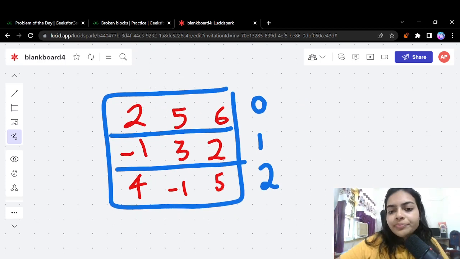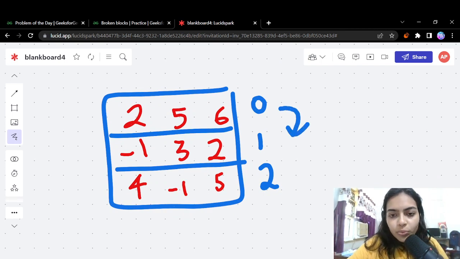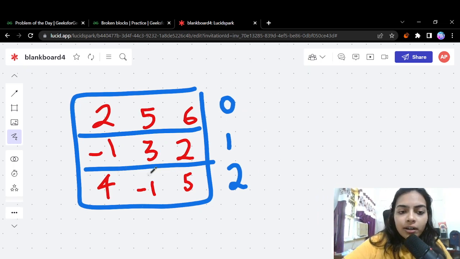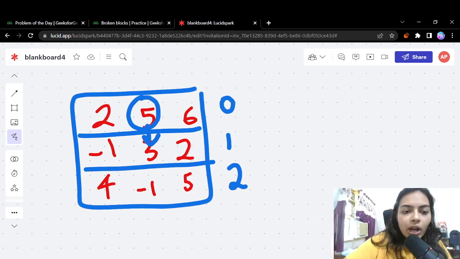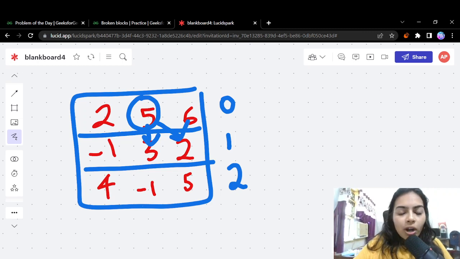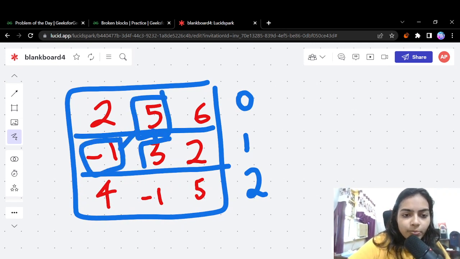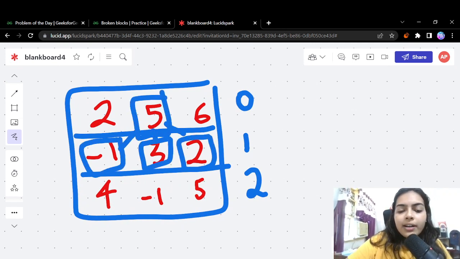First rule is that if you are trying to move from one level to the next level, you can only move using three ways. Either you move down, or you move diagonally left, or you move diagonally right. So what does this mean? Suppose you are at box 5, you can go to this box, or you can go to the box below, or you can go to the box diagonally right.